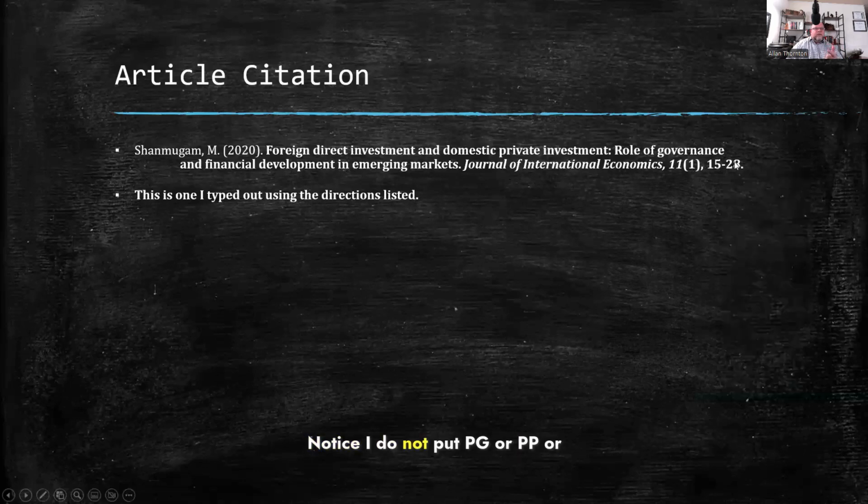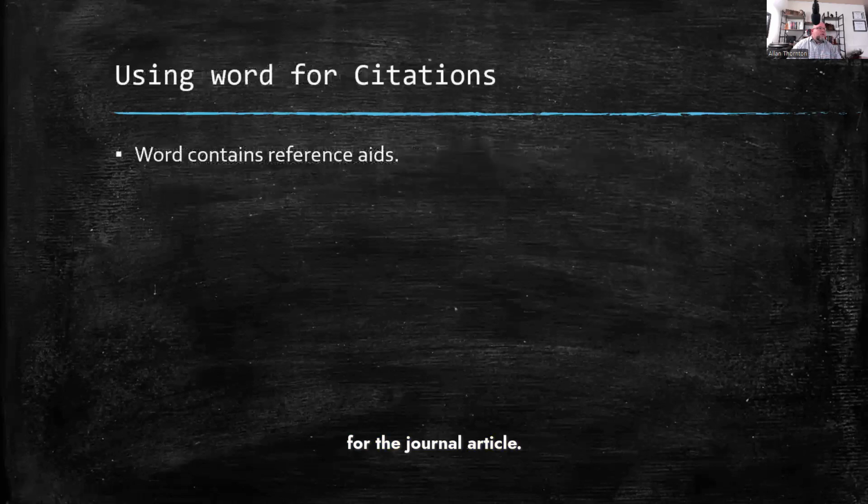Notice I do not put PG or PP or whatever after that for pages. It's a given that that's the page number. All right. And that is one based off of those directions, how I typed it out. In just a second, we're going to look at a version done in Word, and you'll see that it's the same thing for both the book and for the journal article.